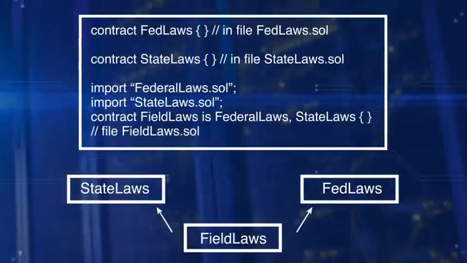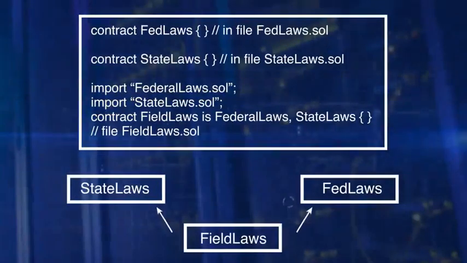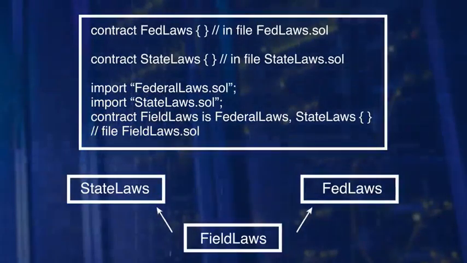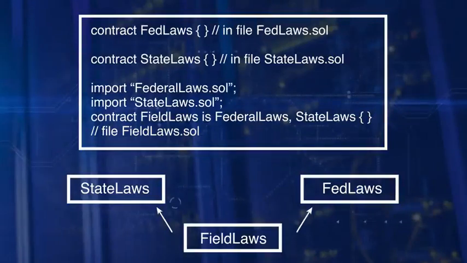For example, federal laws, referred to here as Fed laws, can be a legal framework that can very well represent an interface smart contract, letting the state and the field offices implement them as they see fit. In this case, state laws and field laws are also smart contracts, and they are associated using the import statements. This is inheritance at work.